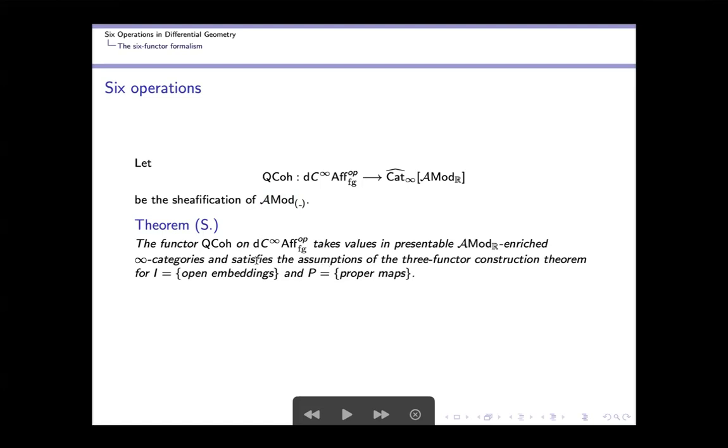So you can check indeed that this functor QCO now satisfies this base change property for proper maps and also for open maps. And you also have to prove that any map of manifolds can be factored as an open map followed by a proper map, but that's a technicality I don't want to get into. Okay, there's a bunch of slides here about how to actually prove this. I'm going to skip these and just move on to the applications, which have to do with representation theory.